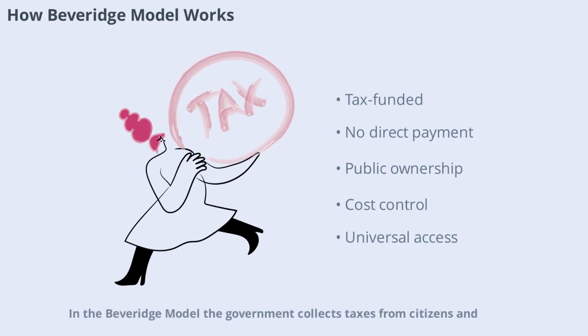In the Beveridge model, the government collects taxes from citizens and uses these funds to provide healthcare services. Patients typically do not pay directly for most services at the point of use. Instead, the government allocates resources to hospitals and clinics, which are usually publicly owned. This approach helps control costs and ensures that everyone can access necessary care. However, it may also lead to longer wait times for certain procedures.